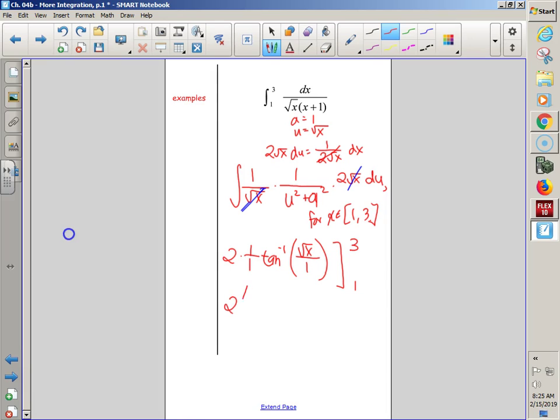So now I can say 2 times tangent inverse, f of b minus f of a: square root of 3, minus tangent inverse of 1. Whew, that was a hard problem. There's no way the AP would simplify. Yeah, they would. Why?